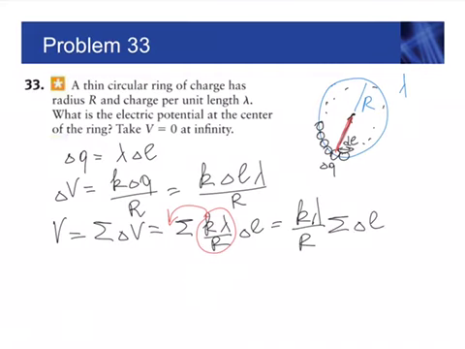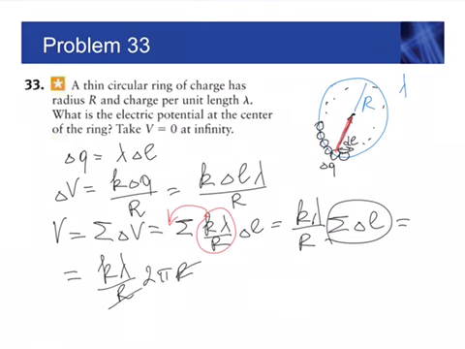And what is the sum of delta L? We have to sum all around the ring. It's going to give us the circumference. So it is k lambda over R times 2 pi R. R cancels out. So our final answer is k times 2 pi lambda. That's pretty much it.